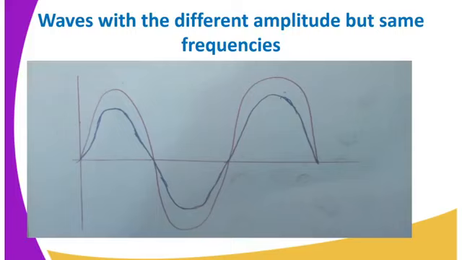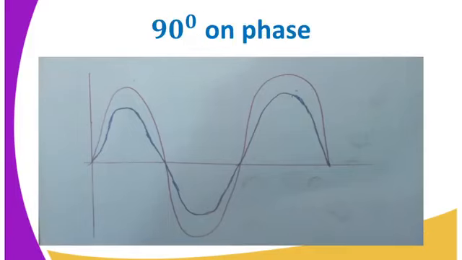Therefore, having looked at waves with the same amplitude and different frequencies, and waves with the same frequencies but different amplitudes, it is now easy for us to look at the phase and phase difference of a wave motion. So we can talk about waves which are in phase and waves which are out of phase. I want us to begin by looking at when a wave is 90 degrees in phase. So how do we draw that representation?